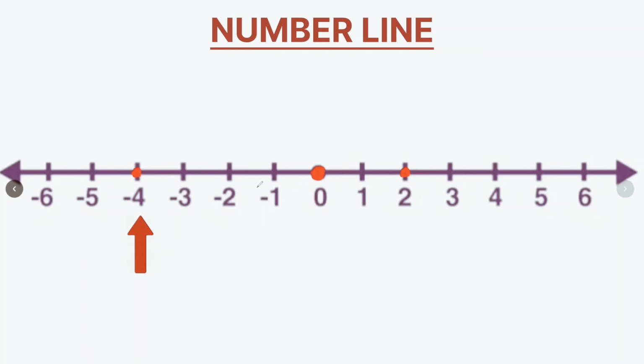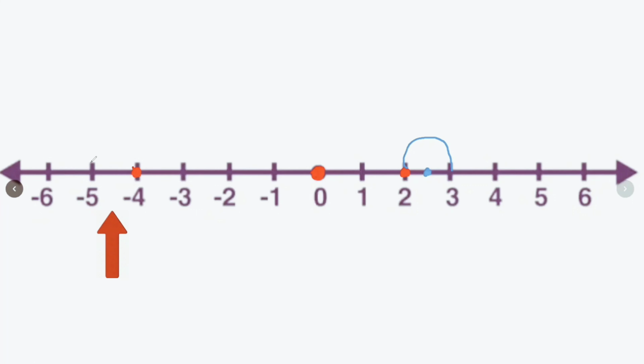Similarly, I want 2.5. 2.5 is a number which lies between 2 and 3. Hence, in between 2 and 3, we can select a point. That is 2.5. In the same way, I would like to find minus 4.5. So, because it's a negative value, we have to take the left side of 0. Between minus 4 and minus 5, we can select a point. That is minus 4.5.